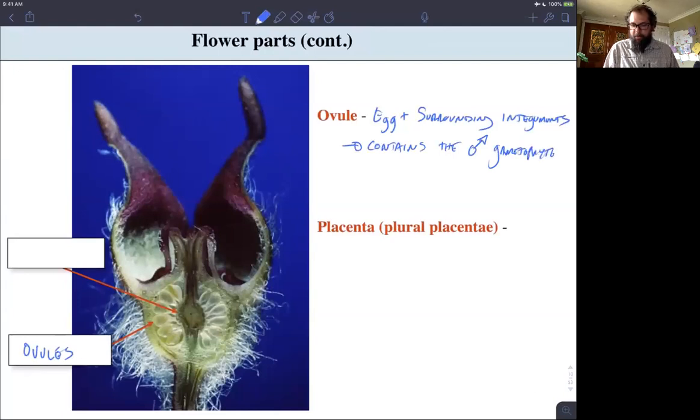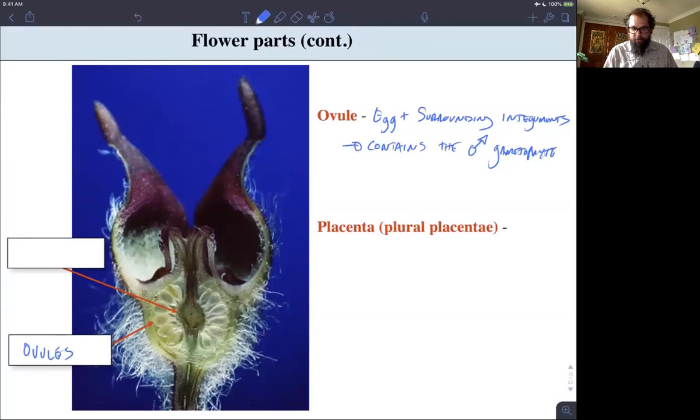And the reason that's the better way to say that is that parts of these, the integument itself, actually come from sporophyte tissue. So it's not fair to call the ovule the female gametophyte. The female gametophyte is inside of the ovule. The majority of the structure inside the ovule is the female gametophyte, but it does contain some sporophyte tissue as well.